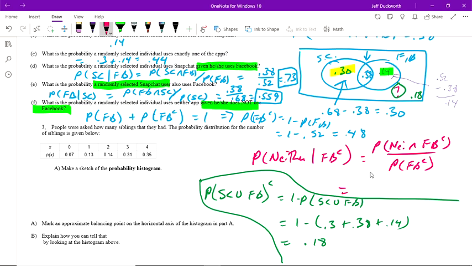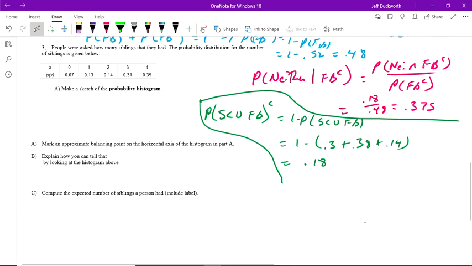Their intersection is 0.18, and Facebook complement was 0.48, and that comes out to 0.375. That's how we do number 2. All right, let's deal with number 3.